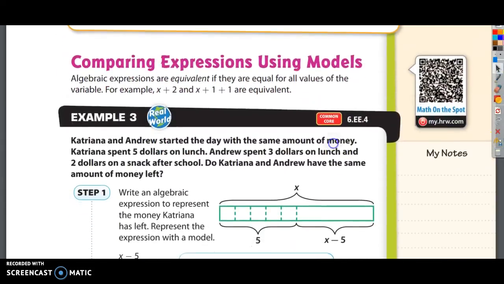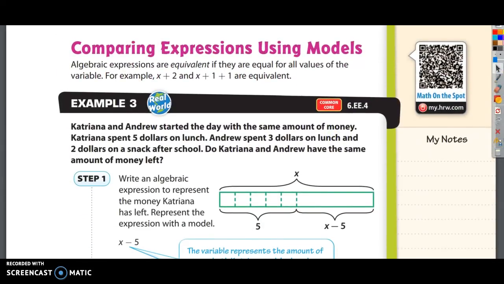All right, so we're on the middle of page 263 right now. I'm going to rewrite the page right here to make sure you understand where we are. It says comparing expressions using models. Algebraic expressions are equivalent if they are equal for all values of the variable. For example, x plus 2 and x plus 1 are equivalent. And the reason why is because if you do 1 plus 1, you get 2. So this would actually be x plus 2. And of course, x plus 2 is equal to x plus 2.